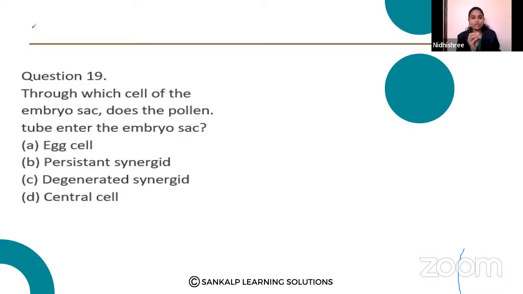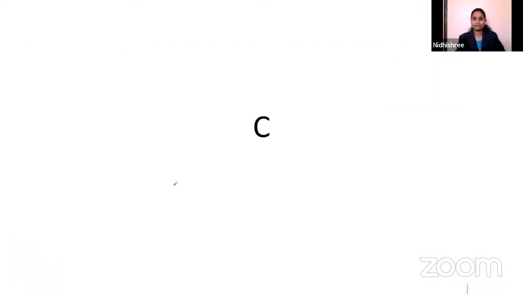So here, through which cell of the embryo sac does the pollen tube enter the embryo sac? The right answer is option C, that is degenerated synergid. Through chemotaxis, the chemical signals guide the pollen tube, and it enters from the side where the degenerated synergid is. At that time, the synergid will get degenerated, will get dissolved. So it is called the degenerated synergid.